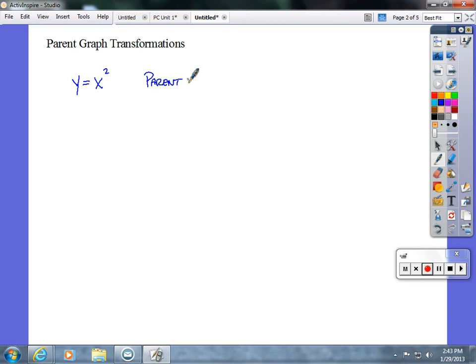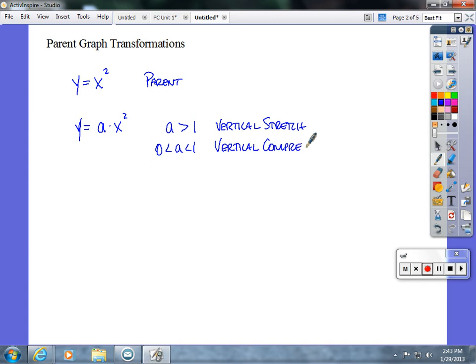All right, you could have a stretch of that parent equation, which would be y equals a times x squared. Keep in mind that if a is greater than 1, it is a vertical stretch. If a is between 0 and 1, it is a vertical compression. And if a is less than 0, it will reflect about the x-axis.